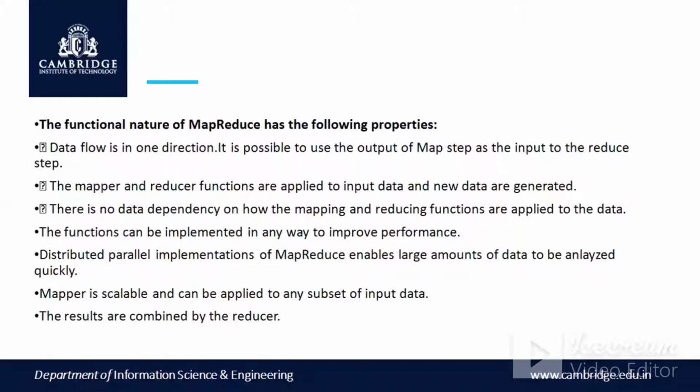Parallel implementations of MapReduce enable large amounts of data to be analyzed quickly. That is the main advantage of MapReduce. You are mapping the data to each data node in parallel, and the computation or processing of the data happens in parallel, so distributed parallel implementations can analyze data very quickly. The mapper is scalable and can be applied to any subset of input data. The results are combined by the reducer. That is the job of the reducer. The final count is given by the reducer.